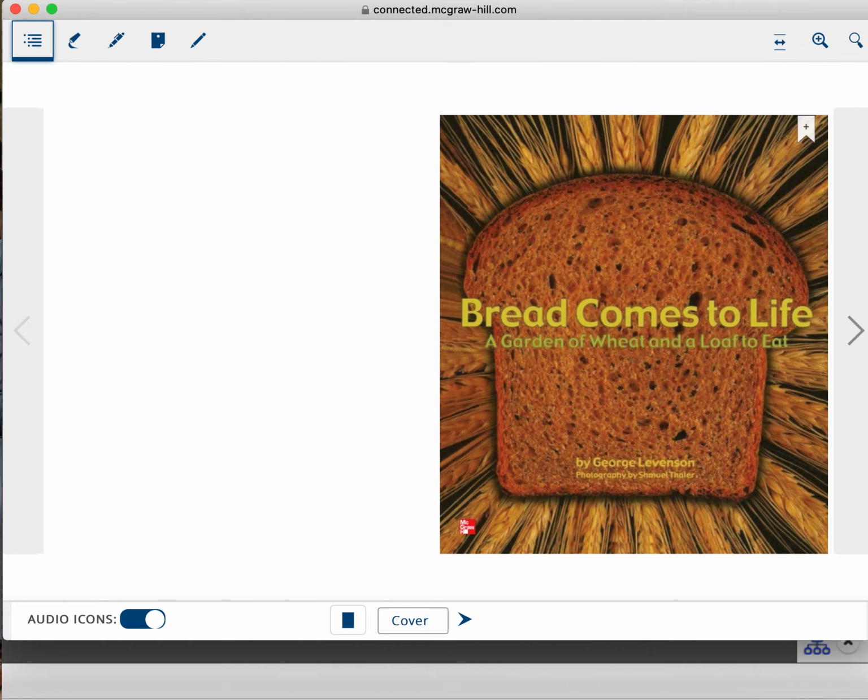Our story this week is called Bread Comes to Life. Now, this is a nonfiction book, meaning that it is a real story. So no, the bread isn't really going to come to life and start talking. But we will get to see how people use nature to make something new.